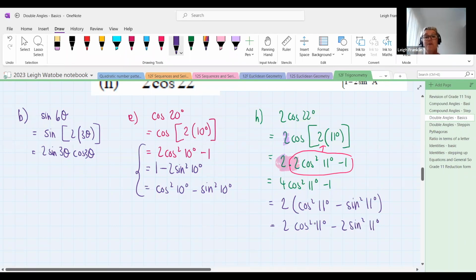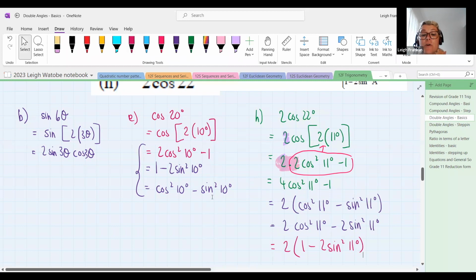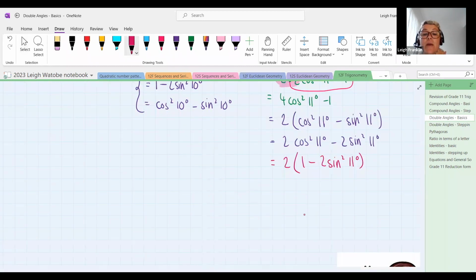And then the last way in which we could write this question would be using sine squared a. It would have been 2 times 1 minus 2 sine squared 11, the last option. If you wrote it this way, you would have ended up with 2 minus 4 sine squared 11. All right, you just didn't multiply the 2. That's okay. That's not the end of the world.